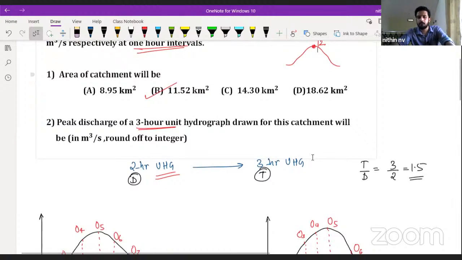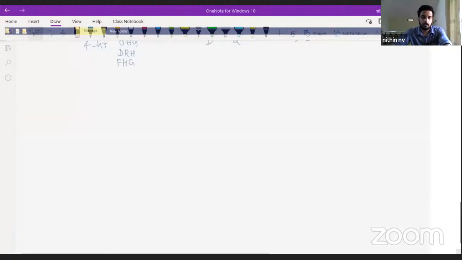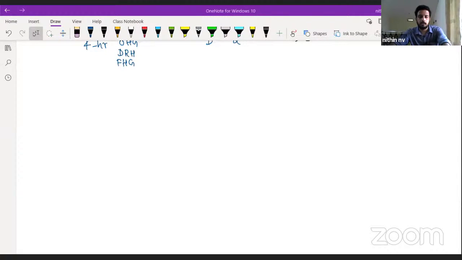So what is the step of S-curve? So what we need to do now? We have to check how to do the S-curve method. I'm just taking an image for writing everything. One second.